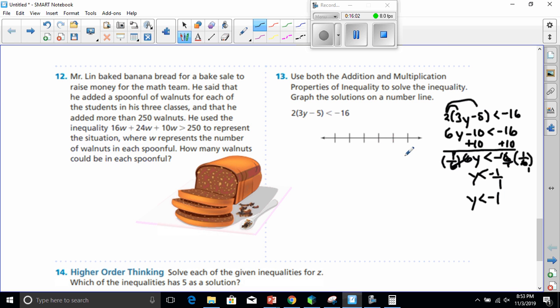So I would put on my number line negative 1 right here. It doesn't equal it because there's not a line underneath, so I'll put a circle. And then I'll simply say, since y is less than negative 1, my arrow has to point to everything that is less than negative 1.